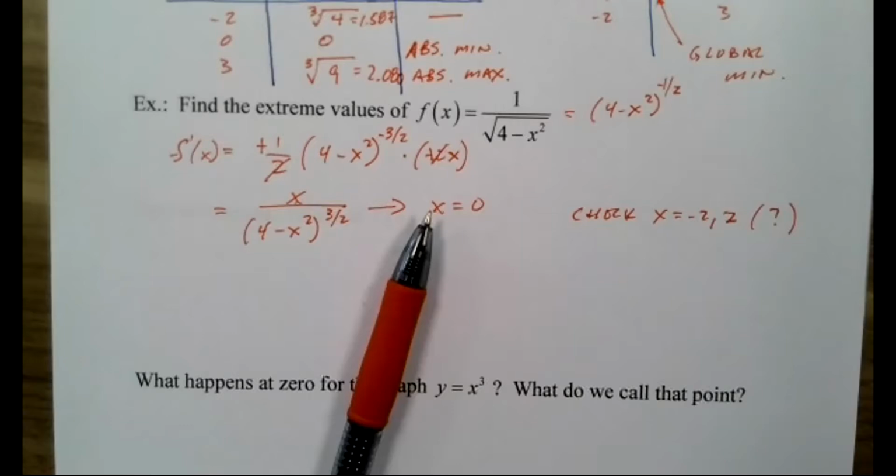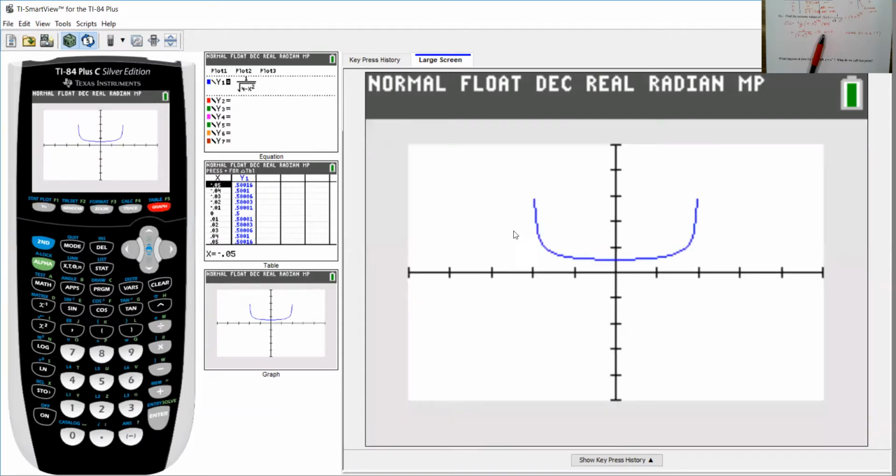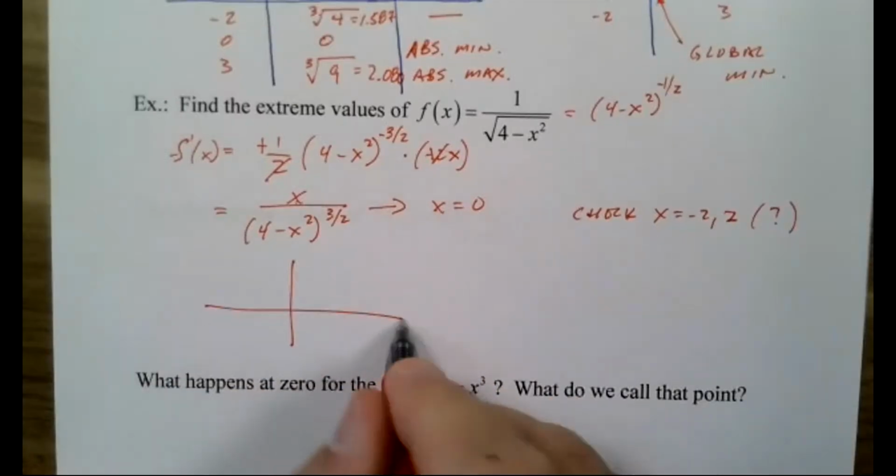Oh, goodness gracious. I don't think I shared this. Sorry about that. Share screen, calculator. Let's show you what I did. So y equals 1 over the square root of 4 minus x squared, and then I graphed it. I got this. And you might say maxes and a min. Yay, we do know what we're doing. Stop share. So we've got this kind of funky graph here.